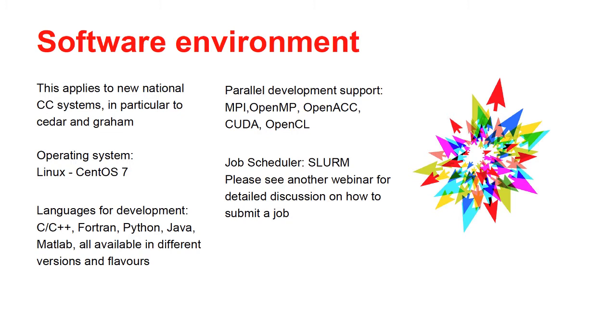The languages available for development include C++, Fortran, Python, Java, MATLAB, all of these available in different versions and flavors. The parallel development support includes MPI, OpenMP, OpenACC, CUDA, and OpenCL. The job scheduler used will be Slurm, and I invite you to see another webinar devoted to that topic.